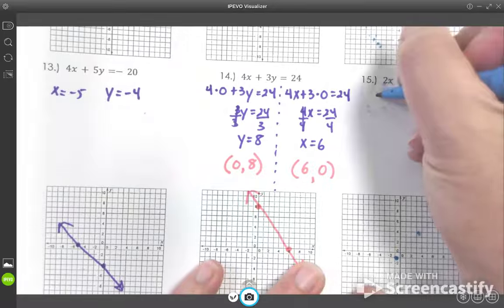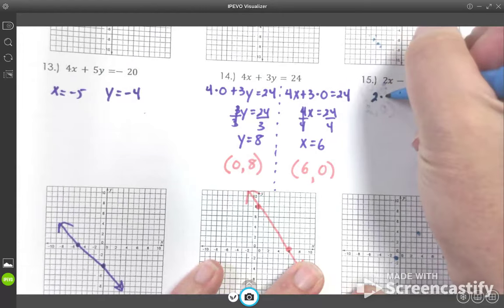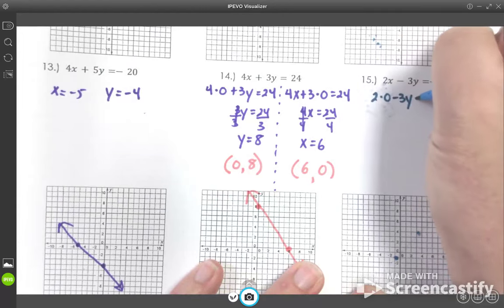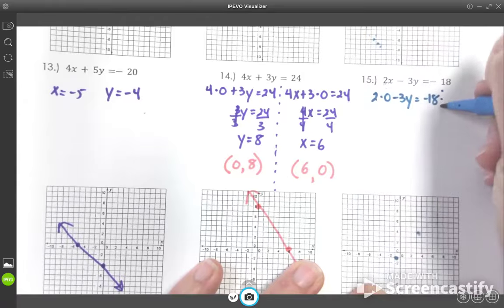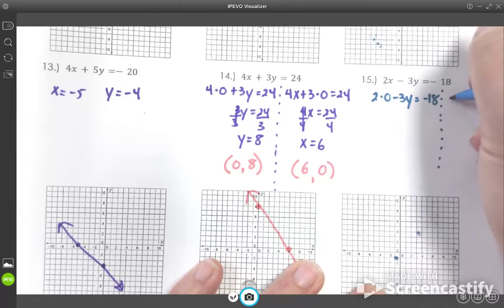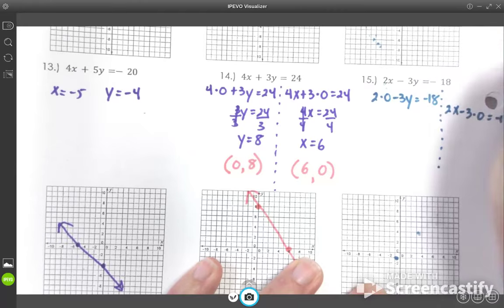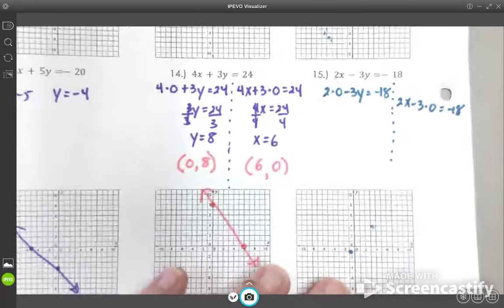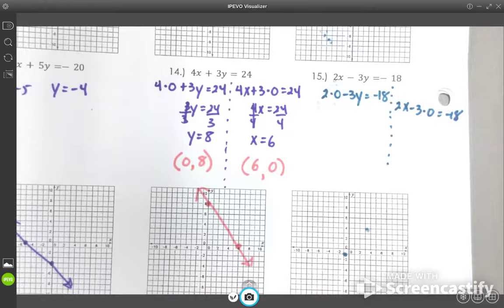Here's me showing all of my work again. 2 times 0 minus 3y equals negative 18 is going to be one of my equations. And then 2x minus 3 times 0 equals negative 18 is going to be my other equation. Ultimately, I'm plugging in 0 for x to solve for my y-intercept. And I'm plugging in 0 for y to solve for my x-intercept.